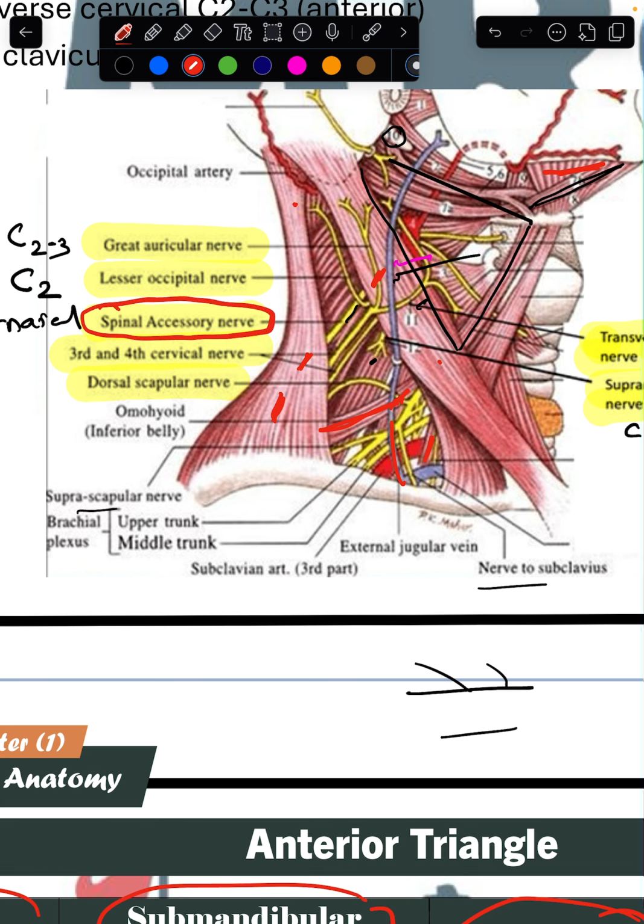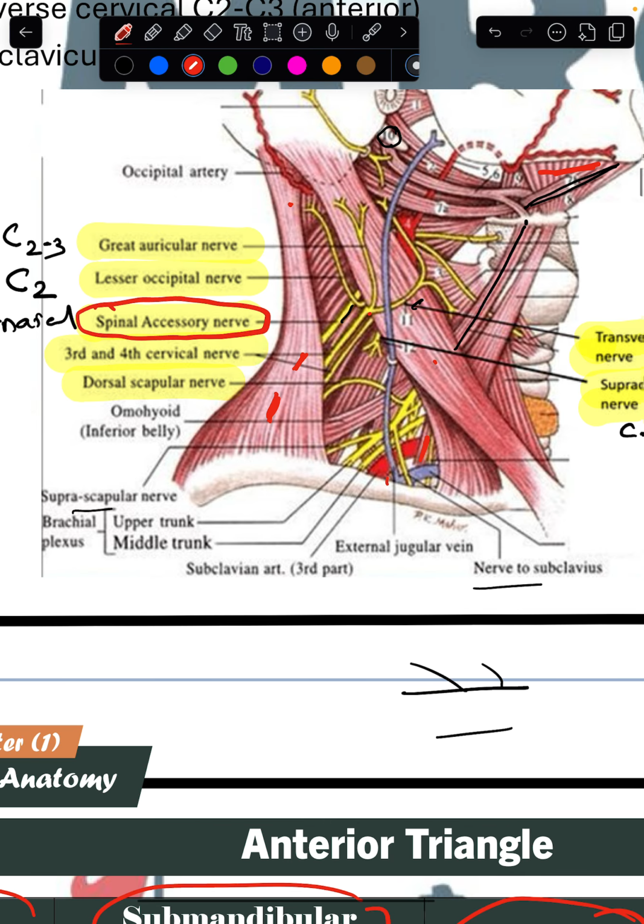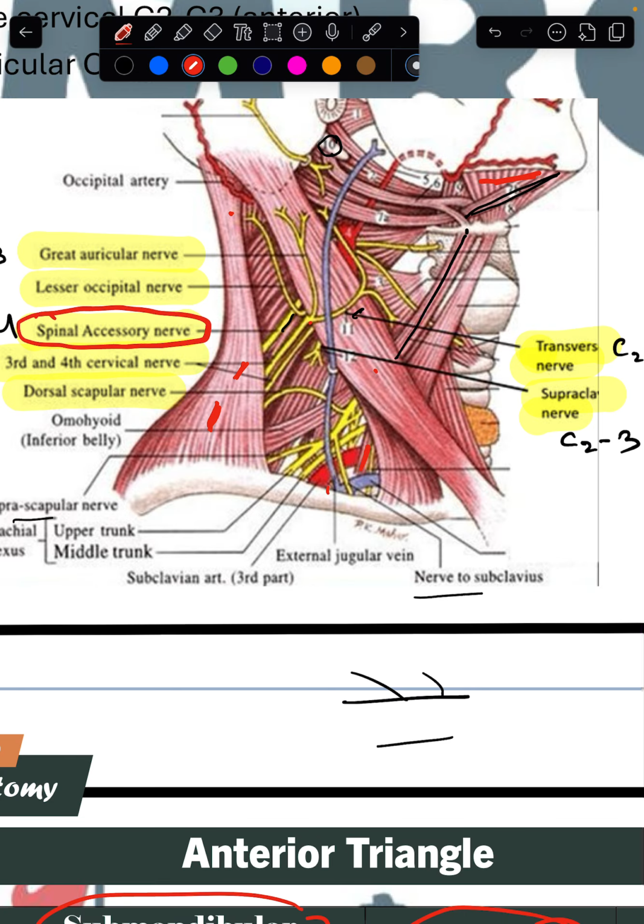This is external jugular vein. This is passing like this, external jugular vein. So it is totally crossing from the posterior triangle to the anterior triangle. So it is superficial. In a person, the visible vein is seen. This is external jugular vein, just crossing over this. And you can see these are the smaller nerves, third and fourth cervical nerves. This forms the great auricular nerve going up. This is again transverse cervical nerve, supraclavicular nerves. So these are the smaller nerves.